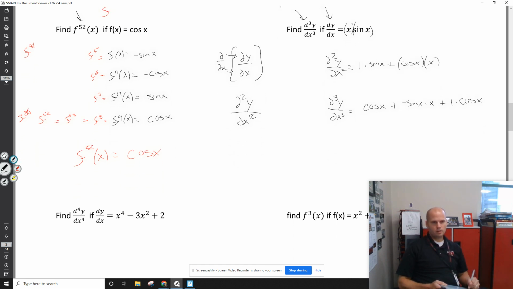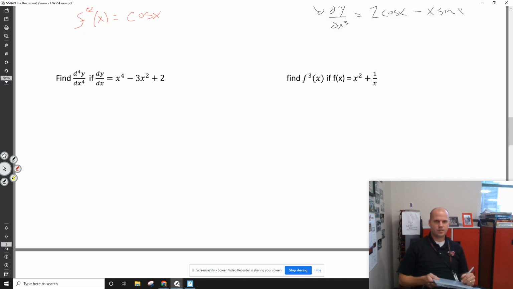And an easy simplification can be done here. I'm just rewriting this. I'm not taking the derivative again. I'm already done. I have a cos x plus a cos x. I have 2 cos x's. And then I have a negative sine x times x, so I have a minus x sine x. Okay.